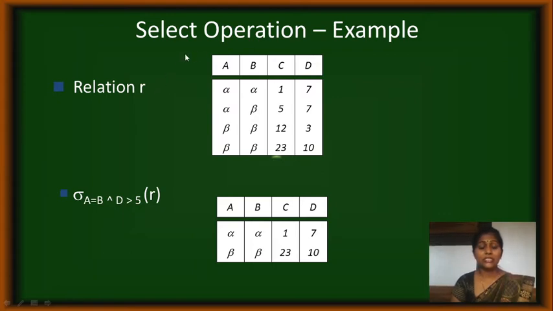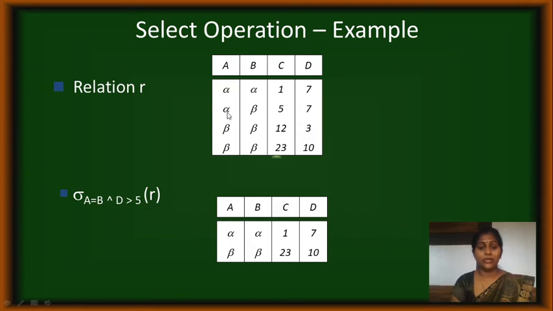The relation here is indicated as a small r. The table name is indicated as small r. And what is my predicate? Where column A is equal to column B and D is greater than 5. Column D values are greater than 5. Let us see. Column A is equal to B, alpha is equal to beta, yes. Check whether D is greater than 5. Yes, it is true, this satisfies. Then the first row will be retrieved in the result.